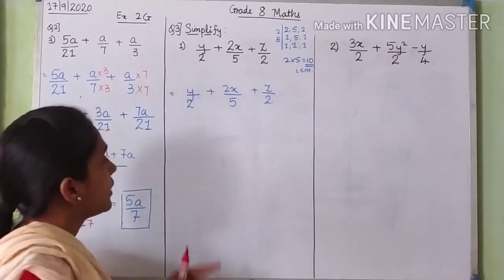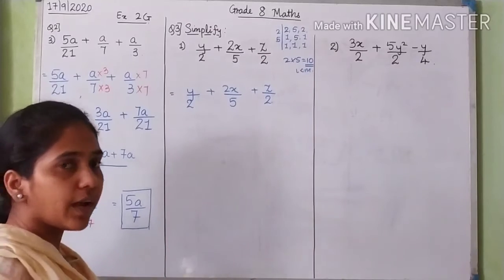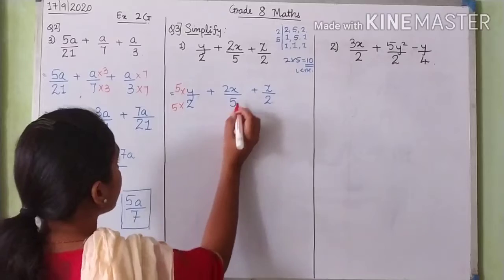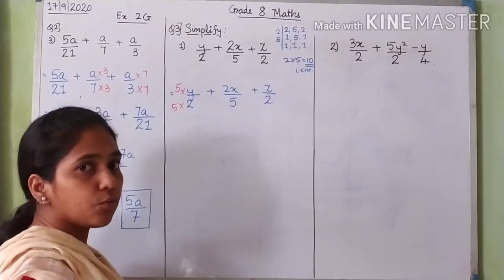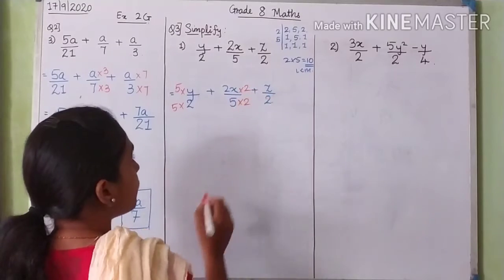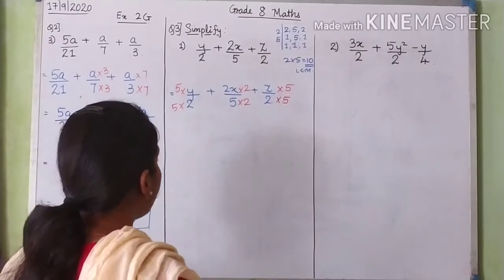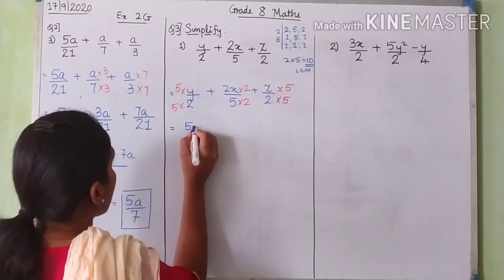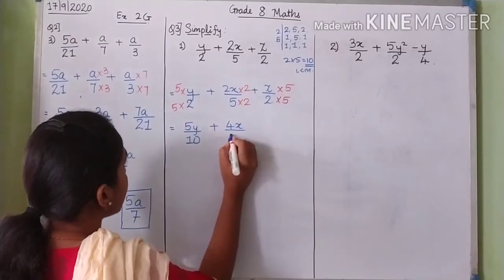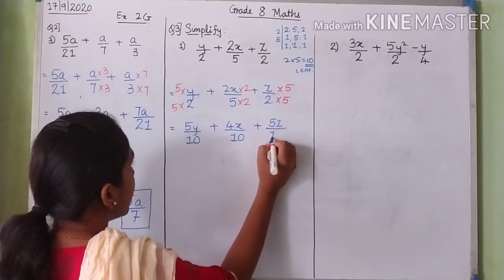Now to convert this denominator to 10, 2 into what is 10? 2 into 5 is 10, right? So I have to multiply by 5, and this numerator also by 5. Here it is 5. So 5 into what is 10? 2. So this has to be multiplied by 2. Similarly for this 2, this has to be multiplied by 5 to get 10. Now we get 5y divided by 10 plus 4x divided by 10 plus 5z divided by 10.